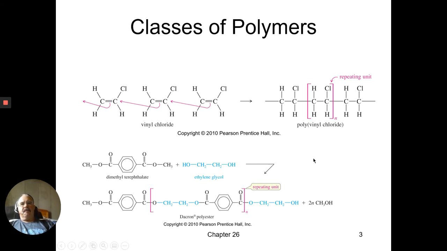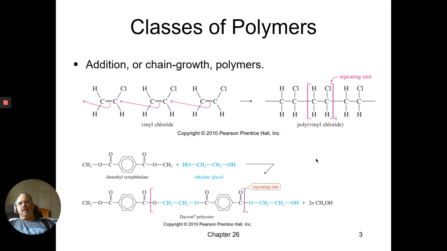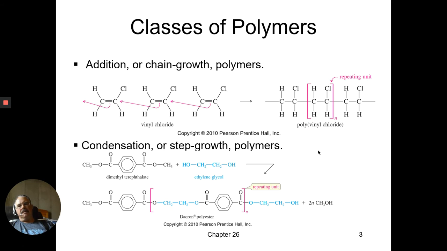Okay, so some of the classifications of polymers include, here's addition polymers or chain growth polymers. So this is polyvinyl chloride. This is the monomer, vinyl chloride. And these are the repeating units. Okay, you also have what are called condensation or step growth polymers. This chapter is on synthetic polymers, but we can think of proteins as being like condensation polymers. We split out a molecule of water to form amide groups.